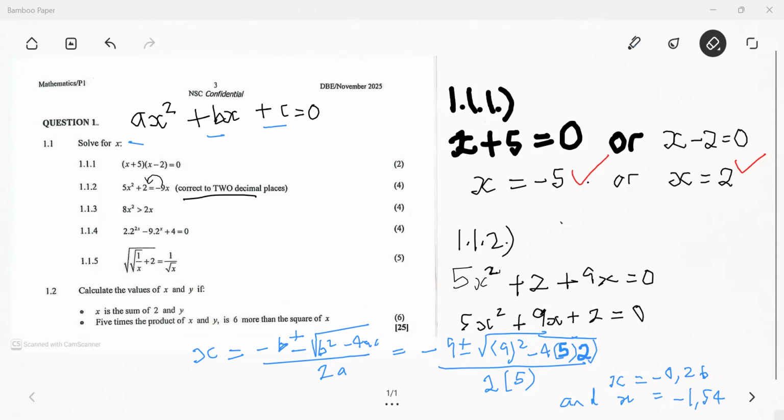How do you check? You substitute this into the equation and you check if it's the same left and right. You'll find something such as -0.002 on both sides for both solutions. And that confirms that those are the valid answers. All right. I hope that helped with 1.1.1 and 1.1.2. Let's quickly jump to 1.1.3.